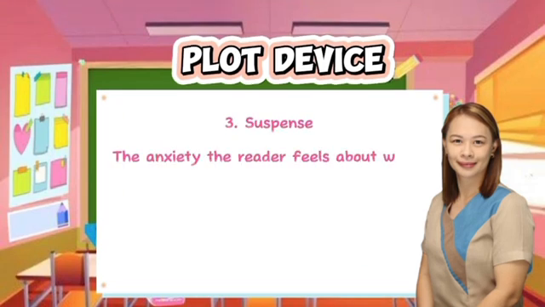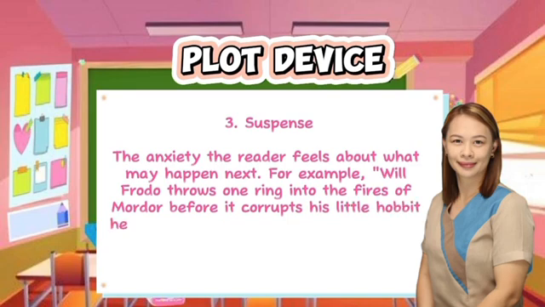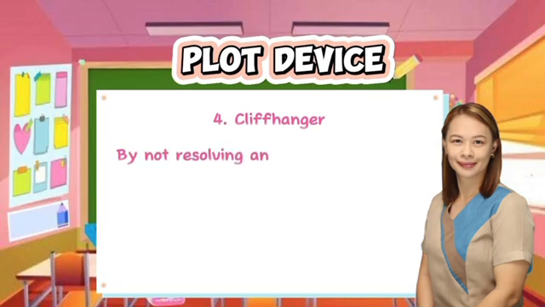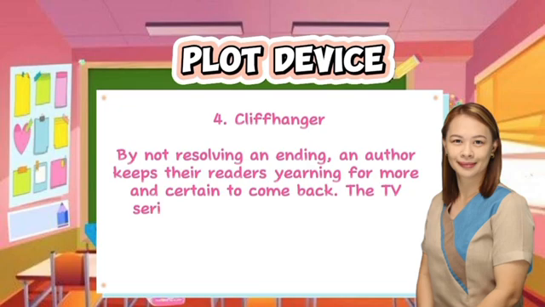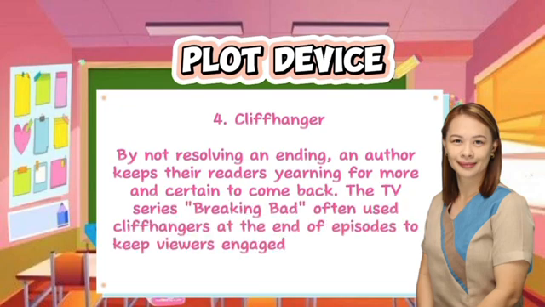Three, suspense. The anxiety the reader feels about what may happen next. For example, Will Ferrell throws the One Ring into the fire of Mordor before it corrupts his little hobbit heart. Needing to find out the answer to the question is what builds suspense for the reader. Four, cliffhanger. By not resolving an ending, an author keeps their readers yearning for more and certain to come back. The TV series Breaking Bad often uses cliffhangers at the end of episodes to keep viewers engaged and coming back for more.